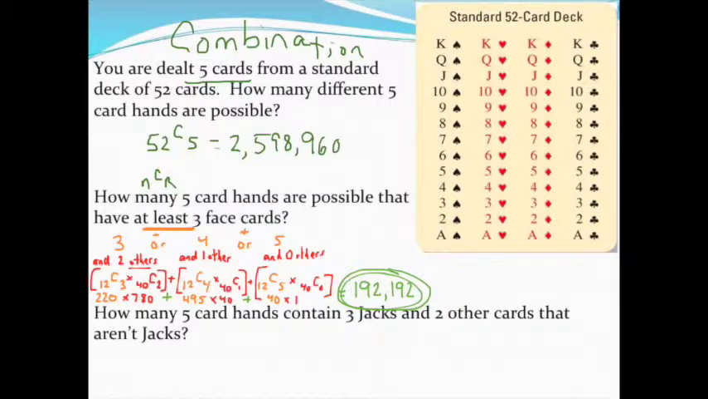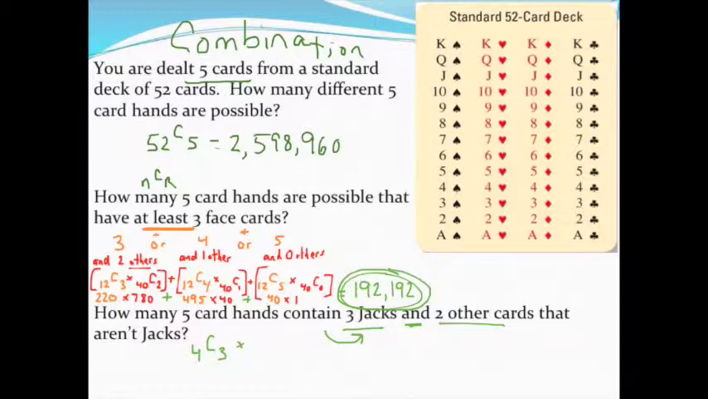Let's take a look at one more that's going to hopefully be a little bit easier than that. In this last one, we want to get exactly 3 jacks, and there's our keyword telling us to multiply 2 other cards that aren't jacks. And so this one won't be as difficult. Let's start with the number of ways to get 3 jacks. Once again, we want to know how many jacks are in a deck. There's 4 jacks in a deck, and I want to get dealt 3 of them. So 4C3 is the number of ways to get dealt 3 jacks.